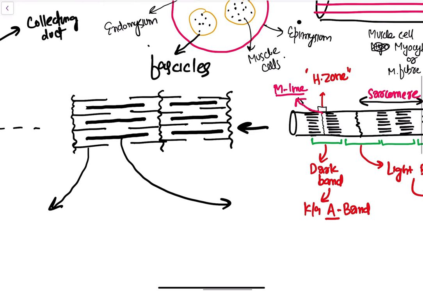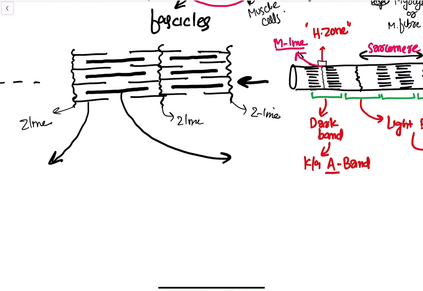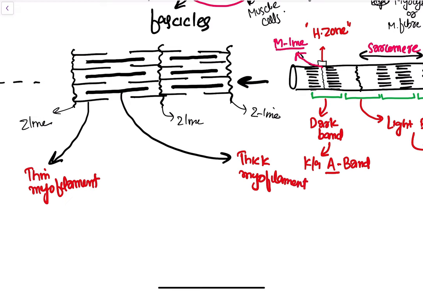Now I have taken one sarcomere out. In this sarcomere, this one is my Z line. So there are two sarcomeres in the diagram. This sarcomere is internally made up of these proteinaceous structures. These are called myofilaments. Out of these myofilaments, some are thin, so this one labeled is a thin myofilament, and some are thick, so this one labeled here is a thick myofilament. This thin myofilament is also called actin filament, and this thick myofilament is also called myosin filament.